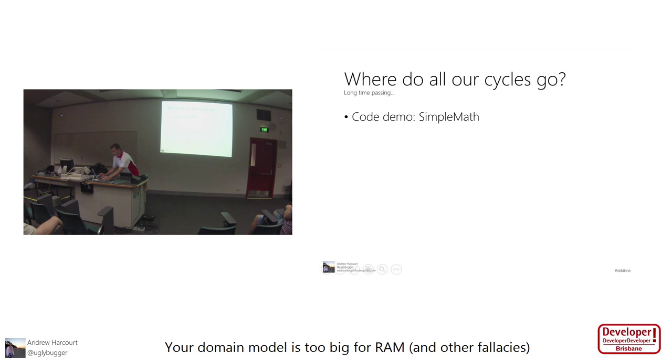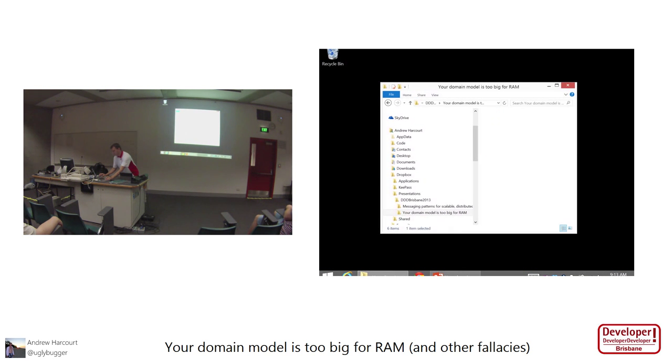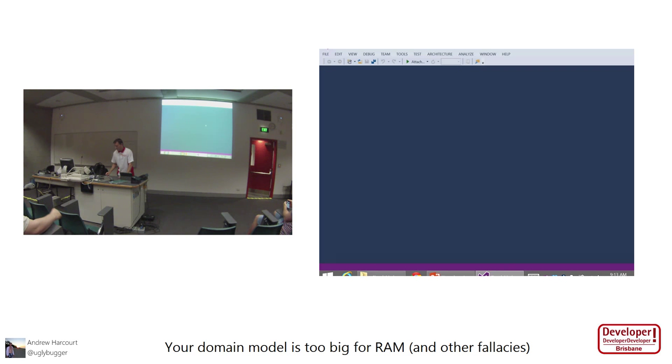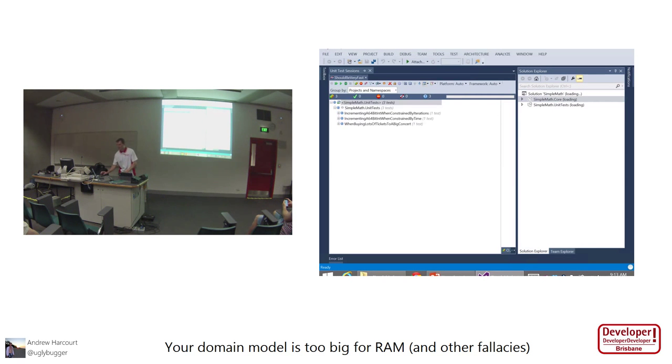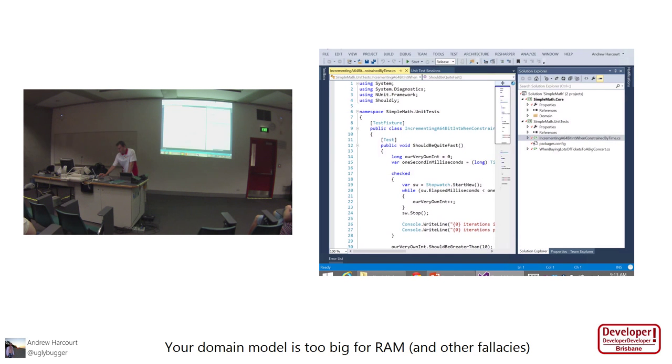So, to start with, let's have a look at where some of this does go. A really, really simple demo, and all I'm going to do is increment an integer. I talk about high-performance software and Visual Studio takes forever to load. All right, so we're running up a really simple unit test harness. There's not much in it at all. Let's just open this class file and have a really quick look. Click, click, come on. All right, make big.